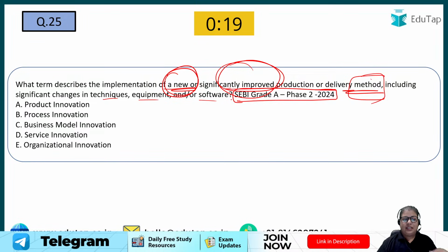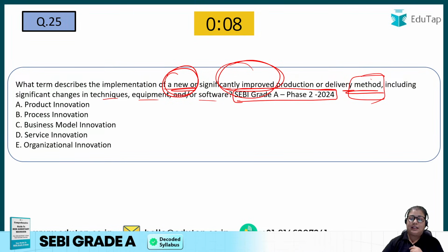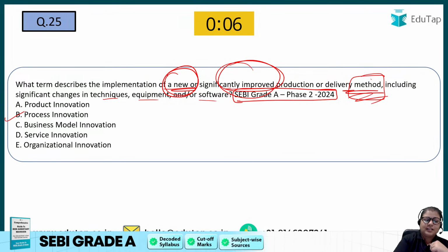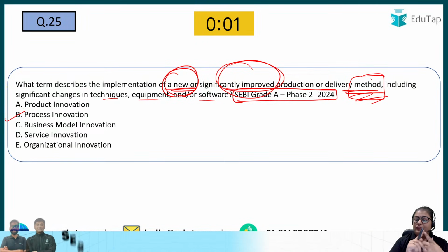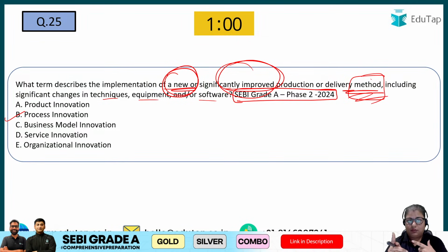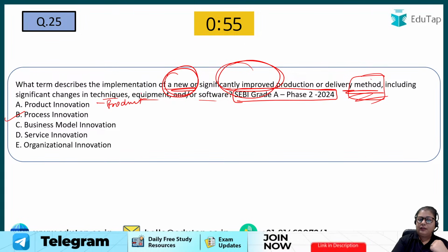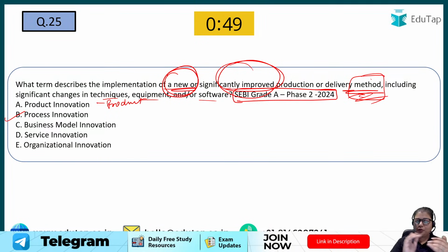So what they have done, they have given very close options. You have to figure out this. Now this is a delivery method, or improved production or delivery method. So it will be process innovation. Product innovation is when we are improving our product, not the method. So it will be focusing on product. If the word was not method here, it was product, then it would have been product innovation. So very close options have been given.